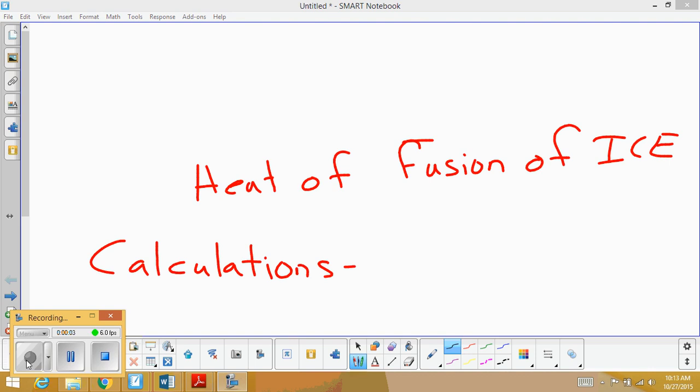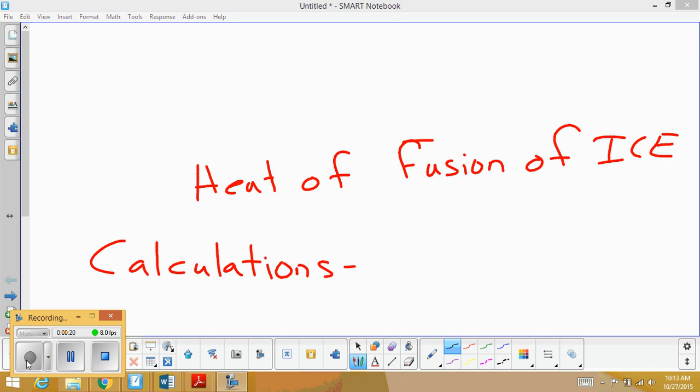Good morning, this is the Heat of Fusion of Ice Lab, TI-Nspire Calculated Lab CBL. Today we are going to go over the calculations you need to do on your sheet to figure out what is the heat of fusion of ice.